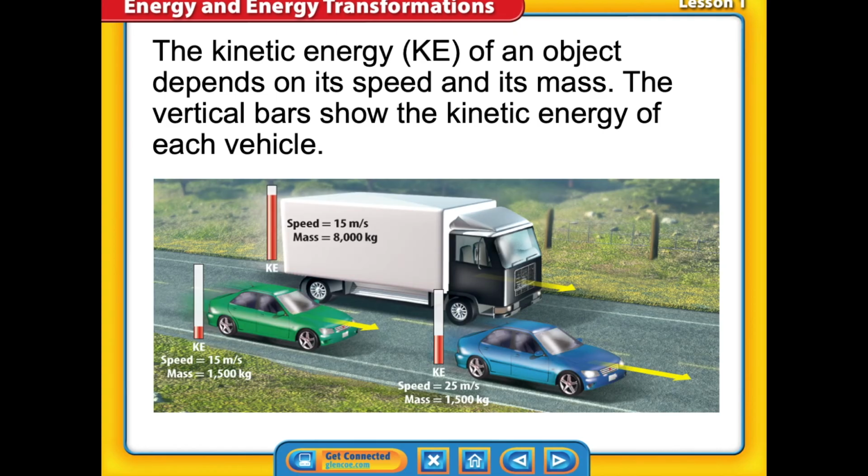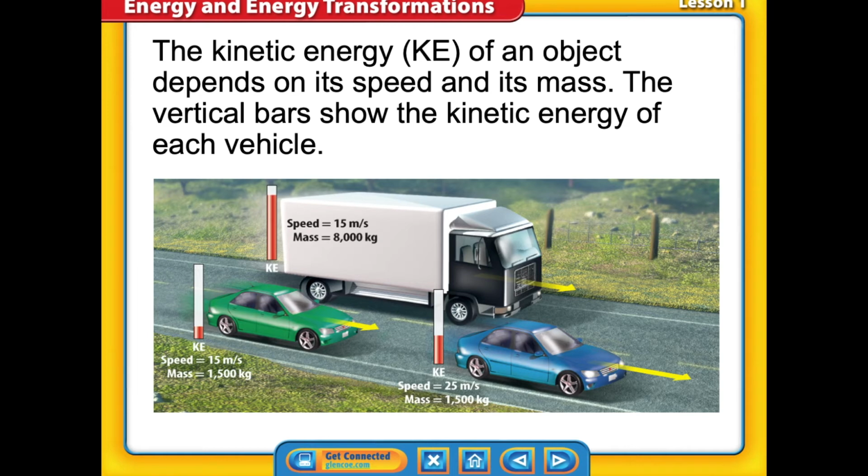So speed kills. And it's because of this chart and this screen that you're looking at. Let's look at the box truck that you see in the background. Notice the box truck's speed is the same as the green car. It's at 15 meters per second. However, this truck weighs a lot more, 8,000 kilograms. So this box truck has much more kinetic energy.